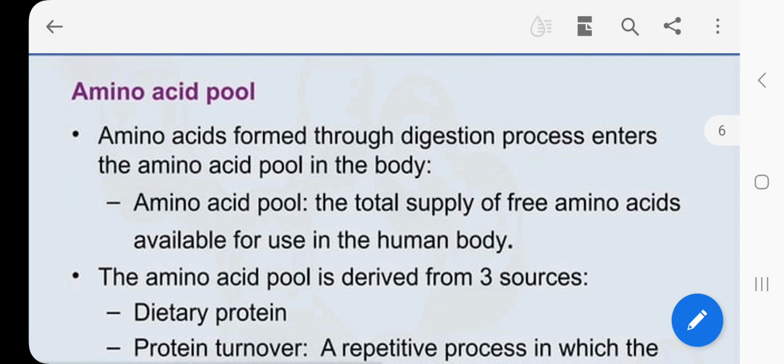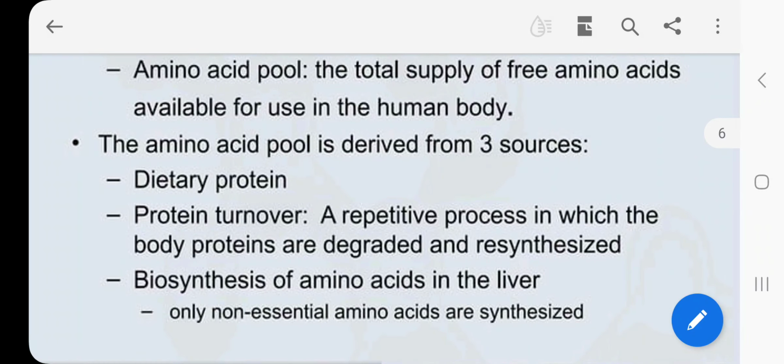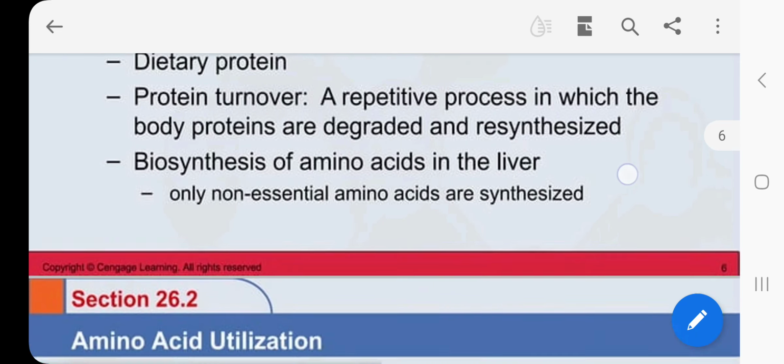So the amino acid pool: it says amino acids formed through the digestion process enter the amino acid pool in the body. What's this? It is the total supply of free amino acids available for use in the human body. So the amino acid pool is derived from 3 sources. Of course, what we eat, in the form of dietary protein. Second is protein turnover, meaning a repetitive process in which the body proteins are degraded and resynthesized. Thirdly, biosynthesis of amino acids in the liver. So only non-essential amino acids are synthesized. So take note of these 3 sources of the amino acid pool.